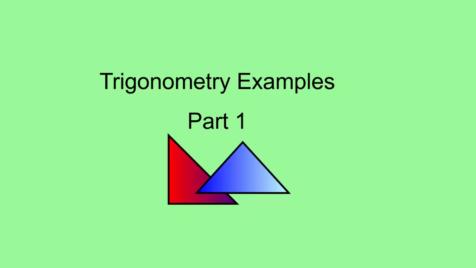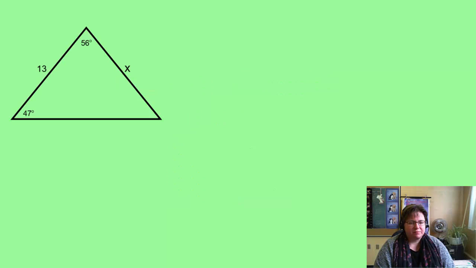Hi, and welcome to a video showing you some trigonometry examples of common questions, or types of questions, that you might be asked in an assignment or in a problem-solving situation. So the first question that we have today is just a plain triangle. There are no right angles present.